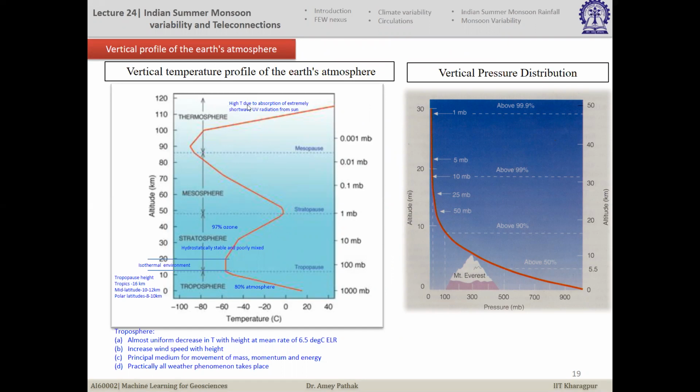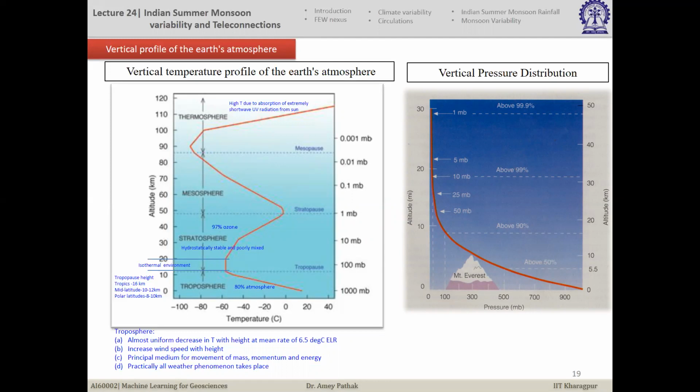On the left-hand side, it shows the vertical temperature profile, so how temperature changes as you go up, with respect to the different altitudes. On the right-hand side, you can see the vertical pressure distribution, so how pressure is changing with respect to altitude. You might have studied this in climate classes, but I'm reiterating it here.